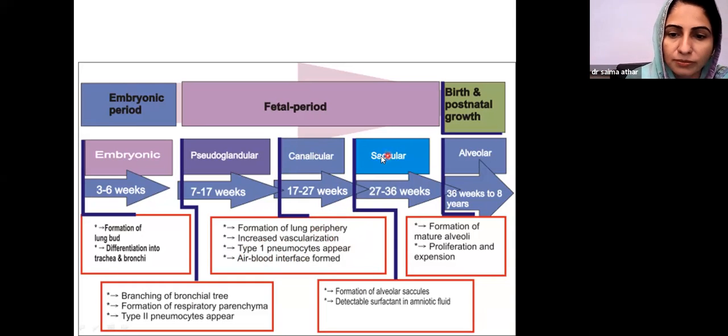I'll discuss further. So saccular phase starts from 27 to 36 weeks. During this phase, what is happening is that there is formation of saccules, okay? But alveoli are still covered by the cuboidal epithelium. Gas exchange is not possible. Gas exchange to some extent will be possible. Okay, I'm just finishing.